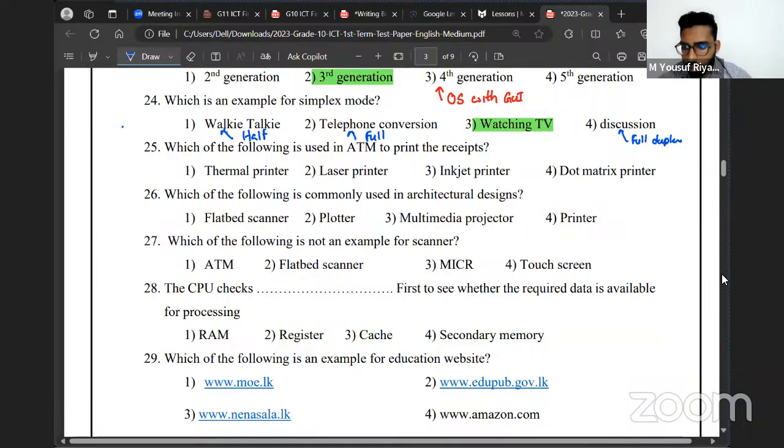Are we using fourth generation computers or fifth generation? Currently, we use fifth generation computers.